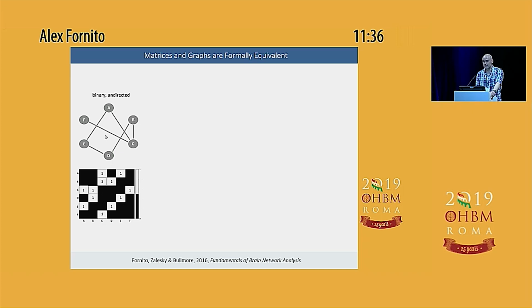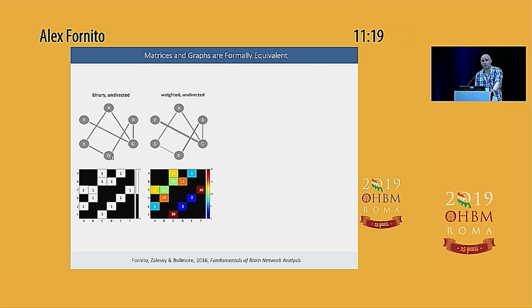And because this is undirected, it's symmetric. So if we go to column A, row C, row E, we see a 1 and 1 there. Right? So this is how we encode the connectivity of the graph in the matrix, and we can move back and forth between the graph and the matrix. We can do something similar with weighted networks. We represent strength of connectivity using the thickness of the edges, and in the matrix here with colour.